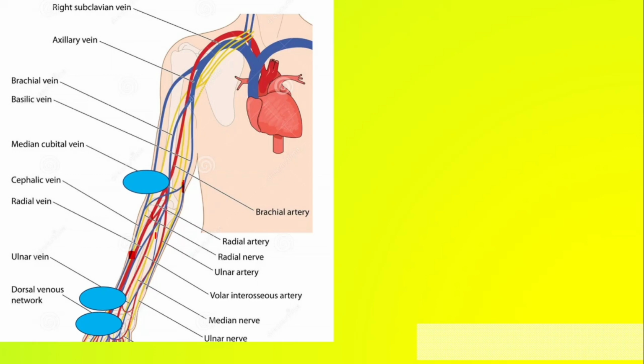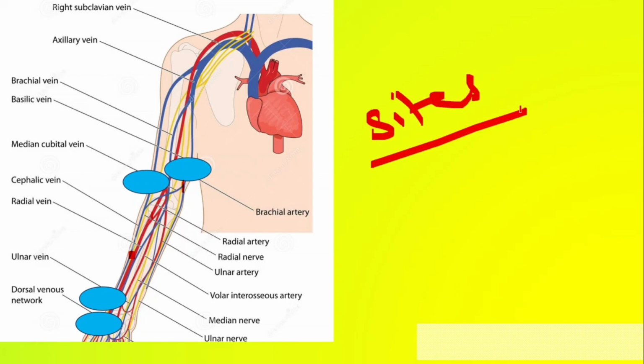Third, brachial artery and cephalic vein, which is the brachiocephalic fistula. Fourth, brachiobasilic fistula. These are all the most commonly clinically encountered anatomical sites of AV fistula.